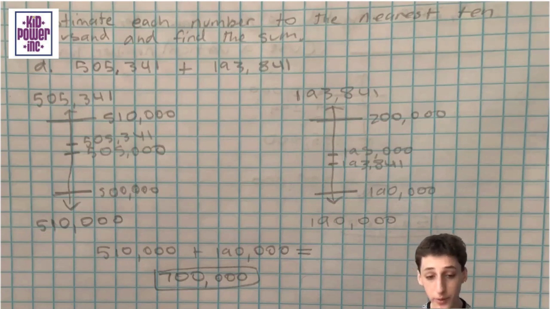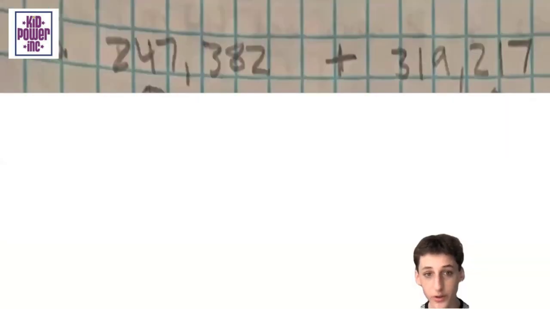So I hope that helped. Okay, on to the next one. So the next one is the exact same thing you did before, just two different numbers. Excuse my handwriting. I know it's not the best, so I'll read it out. It's 247,382 and 319,217. So yeah, the same thing that you did last time, just another example. So feel free to do the problem and pause the video.